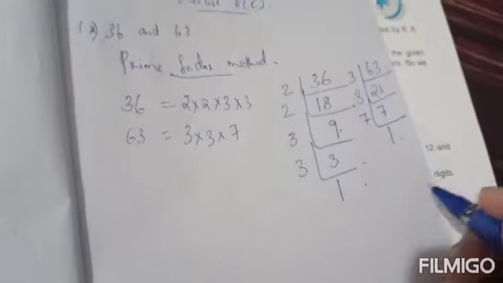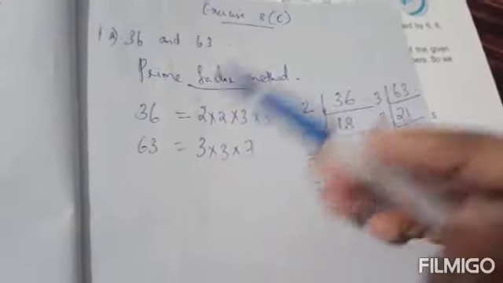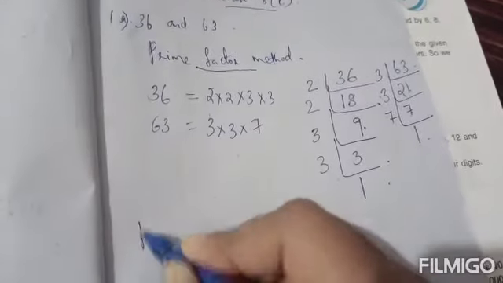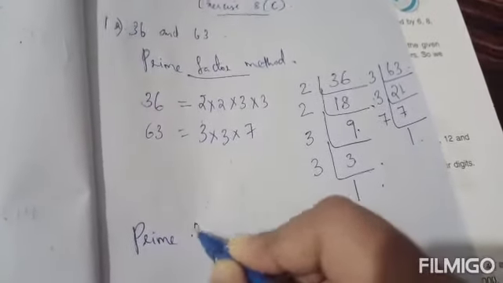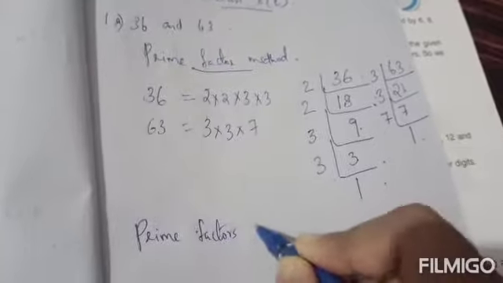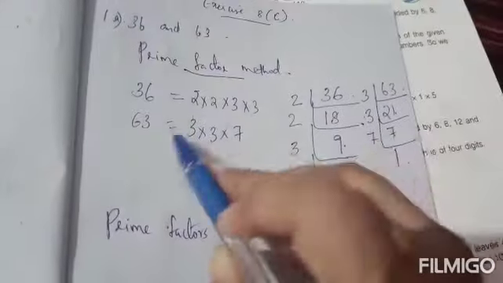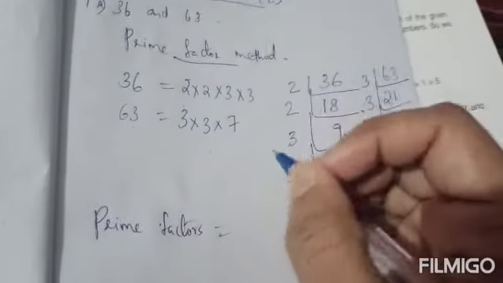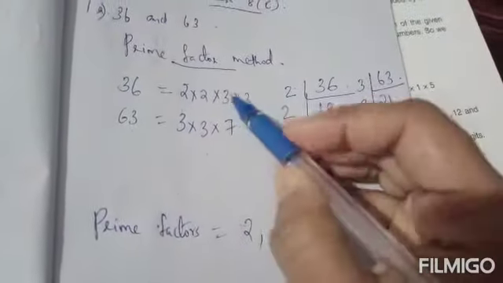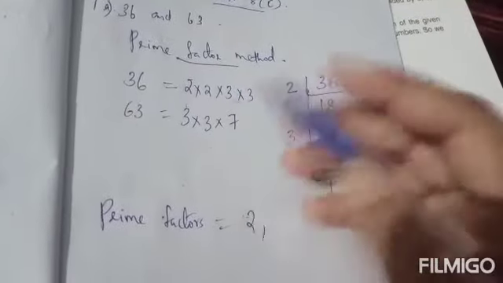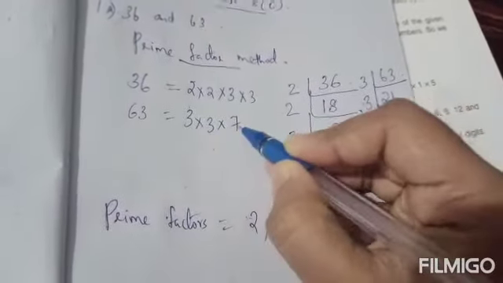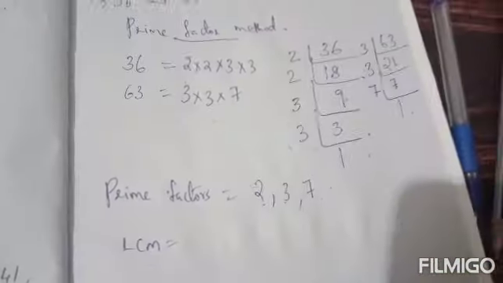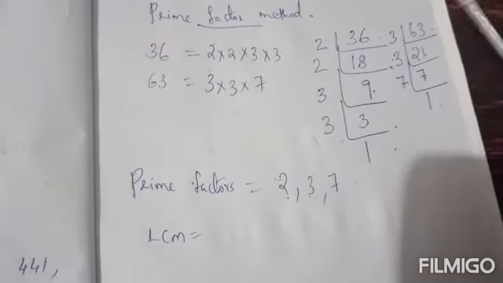After finding the prime factorization of the given numbers, the next step is finding the prime factors used in both the numbers. What are the numbers used here? That you need to write here. Here 2 is used, so you can write a 2. Now 3 is used in both the numbers, so you can write a 3. Now 7 is used, so 7 also you can write. Now you can find the LCM.